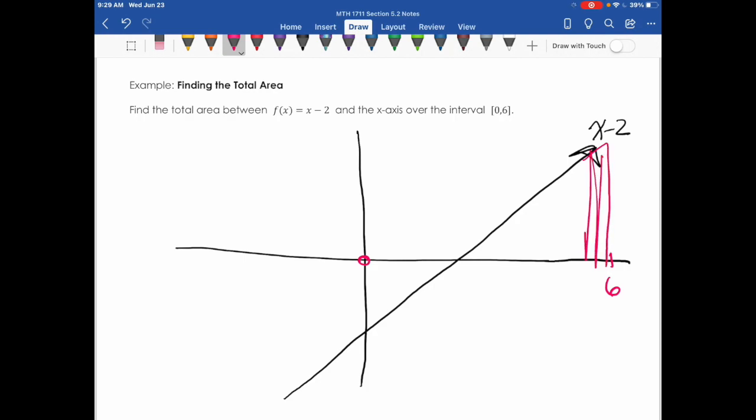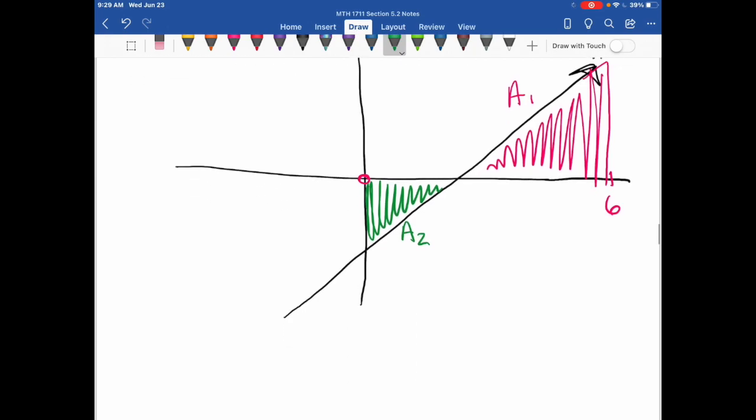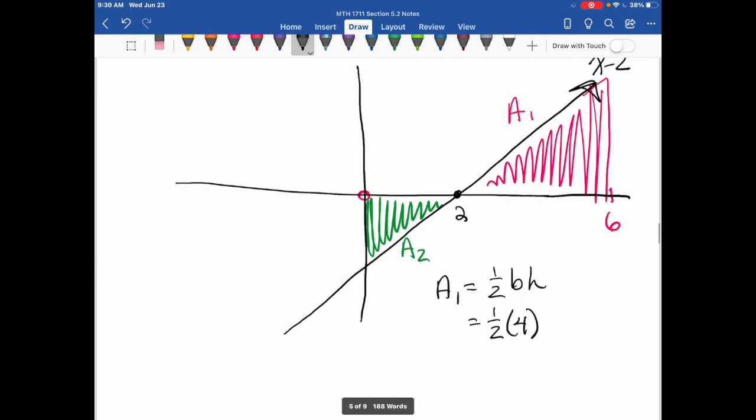So we need to find this area here. We'll call that area 1. And then we need to find this area here, which is area 2. Now these are just triangles again. So to find area 1, we're going to take 1/2 the base times the height. And that's going to be 1/2. Now this point here where it crosses, the x-intercept is 2. So my base for that triangle for area 1 is going to be 4, right? From 2 to 6, that's a length of 4.